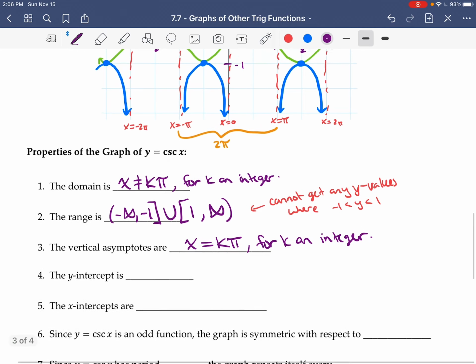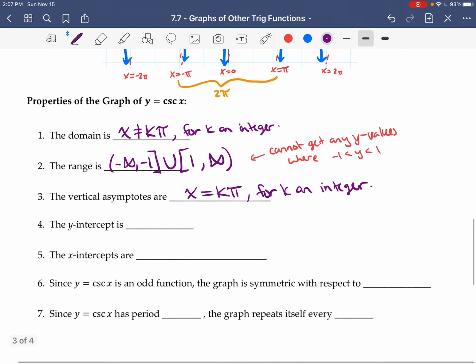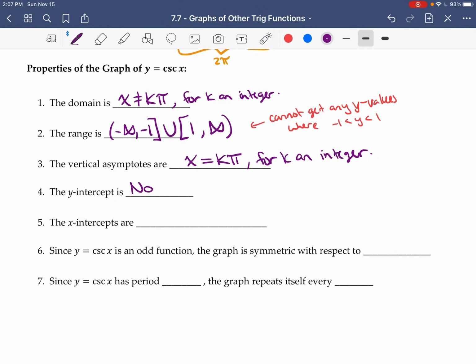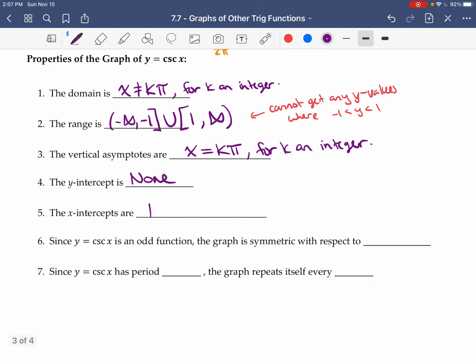The y-intercept, we actually don't have one, because that's a vertical asymptote, so we never cross it. So there's no y-intercept. There's also no x-intercept because we never have y equals 0.